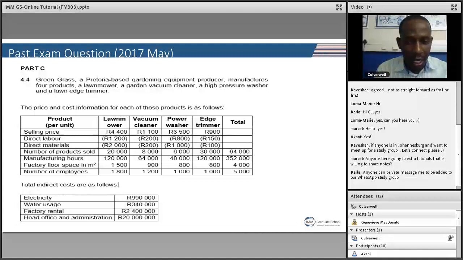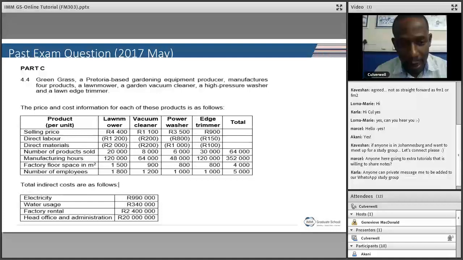I'll then move on to the question. The question says, calculate the direct cost for these respective products. So when I'm doing lawnmower, I've added direct labor plus my direct material, which gave me 3,200. I'll then say, how many products did we sell? 3,200 per product multiplied by the 20,000 lawnmowers we sold. It's going to give you, let me see how many zeros here.